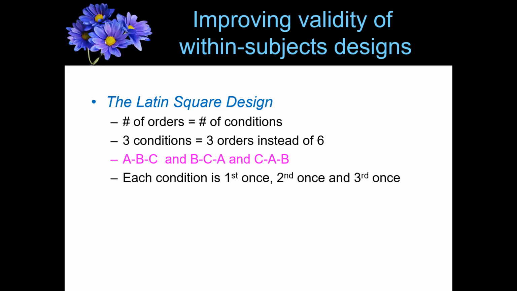So in other words, each condition is going to be first once, second once, and third once. Or actually, once is probably not the best word. Let's say equally often, because you're going to run, let's say you run 9 people. Well, 3 of them are going to get this order, 3 get this order, 3 get this order. So again, each condition will appear equally often in each spot.